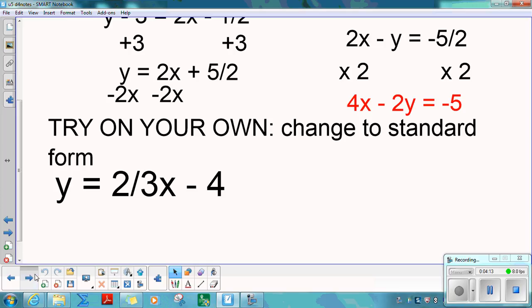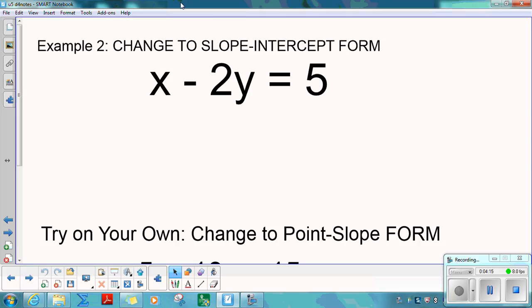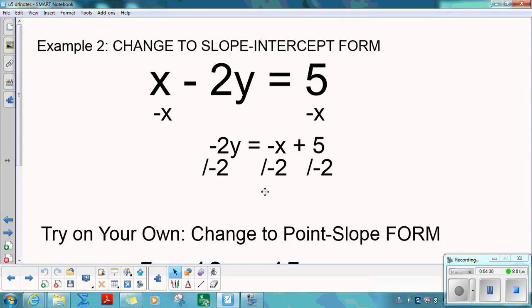So, alright, example 2, we have to change to slope-intercept form. So that just means getting y by itself. Okay? So I'm going to go ahead and subtract x from both sides. I get negative 2y equals negative x plus 5. And divide everything by negative 2. So it comes out to be y equals 1/2 x minus 5/2.